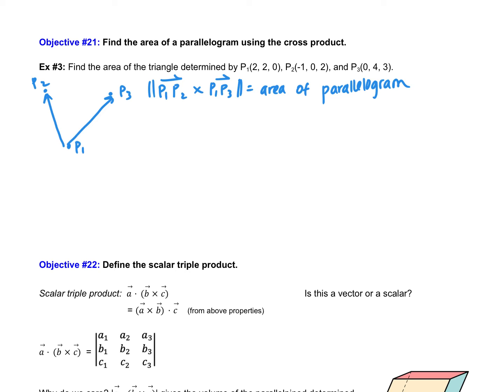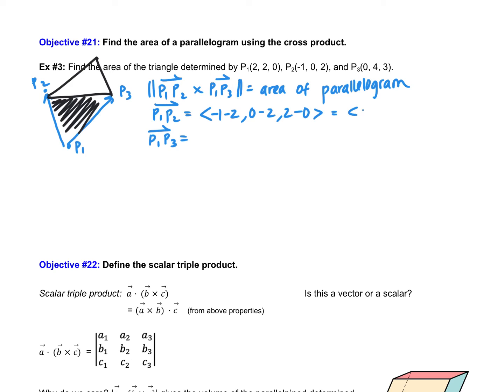If we picture a little bit, that parallelogram would go like this. We just want the triangle though, so we can divide that in half. Okay, so we have a little bit of a plan now. We're going to have to find vector P1P2, and then P1P3. For P1P2, it's ending at P2, so with my subtraction, I'm going to have -1 subtract 2, 0 subtract 2, and 2 subtract 0. So this will give me -3, -2, and 2. Similar idea, if you trust me, P1P3 ends up being -2, 2, 3.